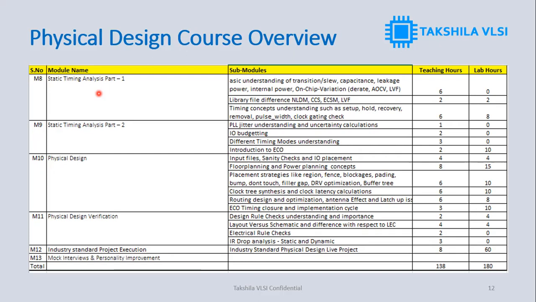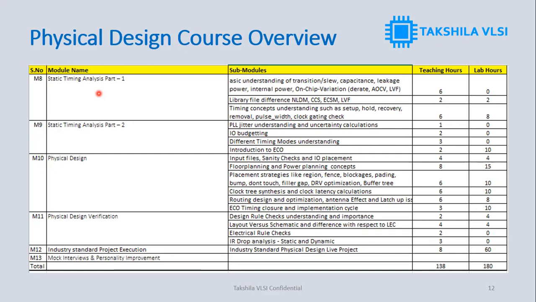So why do we need to take care of this IO budgeting? Because in a full chip, you will have n number of blocks, subsystems. So how much time is allocated to a particular block is nothing but the IO budgeting. So this is completely handled by the top level guy. Okay, and introduction to ECO. What is engineering change order? So these are the concepts we'll be discussing in part 2.